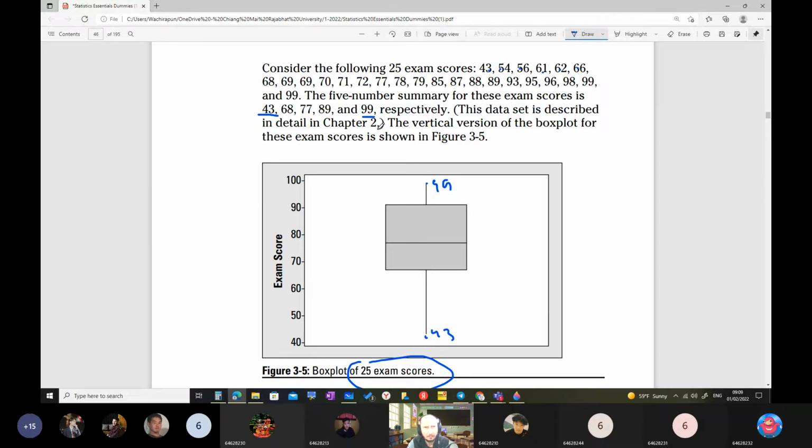And then this is 68, 77, 89, right? And everything else is stuck here, right? So 43 is the very lowest, 99 the highest, and then all the different numbers, but most numbers are stuck in this box. Okay, again for eyes, it is easy now to understand what is going on with this class, how they study.